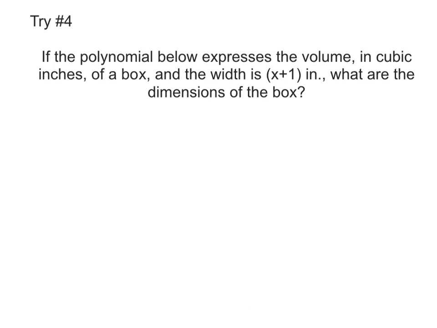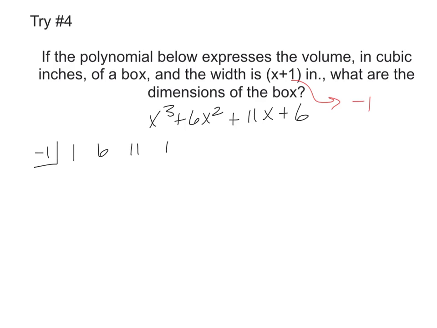So we're going to try this again, and I just realized I left off the expression. So that expression on try 4, that I forgot, is x cubed plus 6x squared plus 11x plus 6. There are no gaps, so let's just go ahead and start. That 0 would be negative 1. So negative 1 sits on the outside. I have 1x cubed, 6x squared, 11x, and 6.